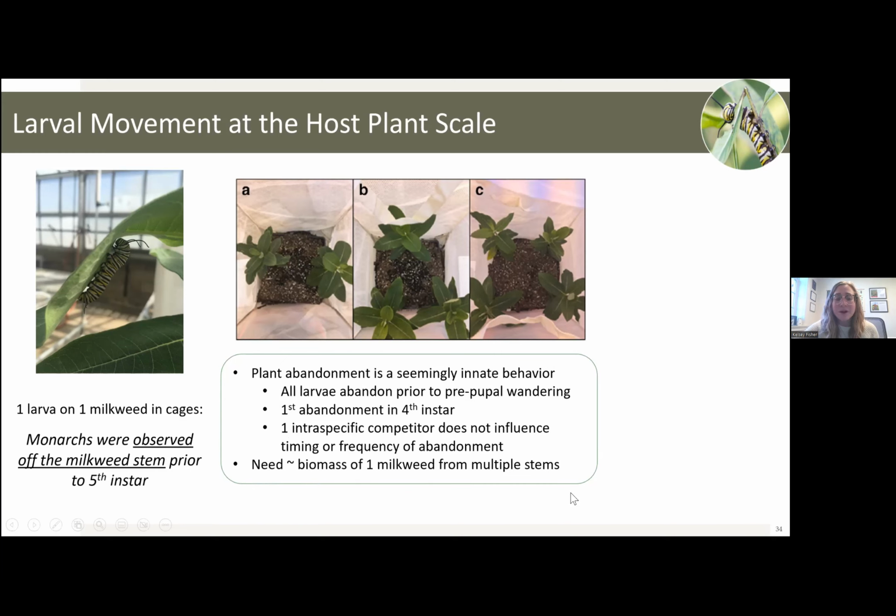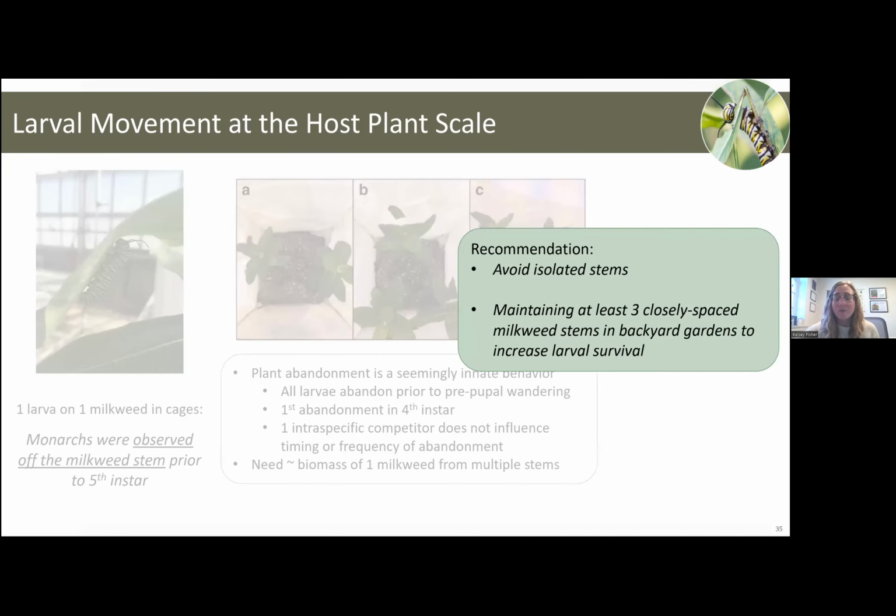But we did see that the amount of food that one caterpillar needs is about the biomass provided by one milkweed stem. Based off of this weird observation, we have the recommendation that we should avoid isolated ramets or isolated stems of milkweed if possible. It would be really great if we could maintain at least 3 milkweed stems in backyard gardens to increase larval survival. I'm not recommending that if you have a prairie restoration on your property, you make sure there's always 3 milkweeds close to each other, because that is totally impractical.